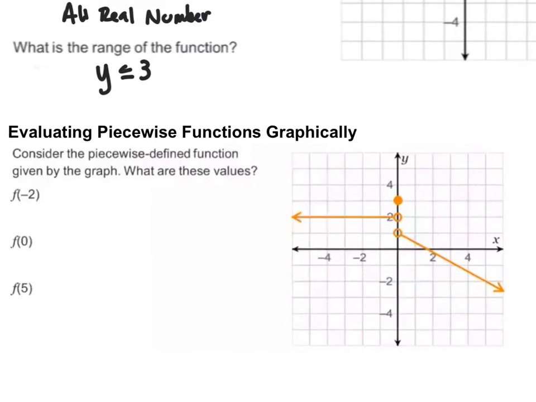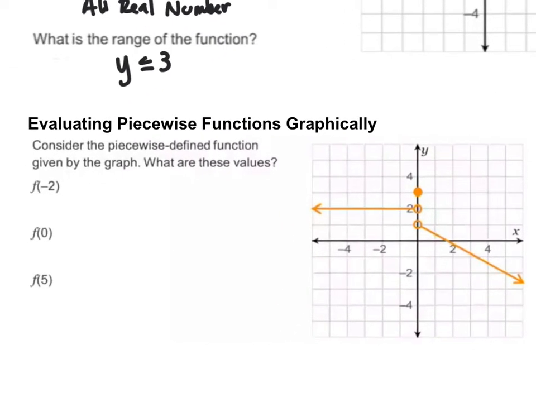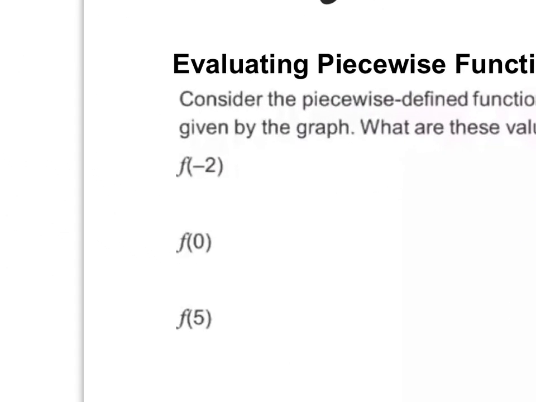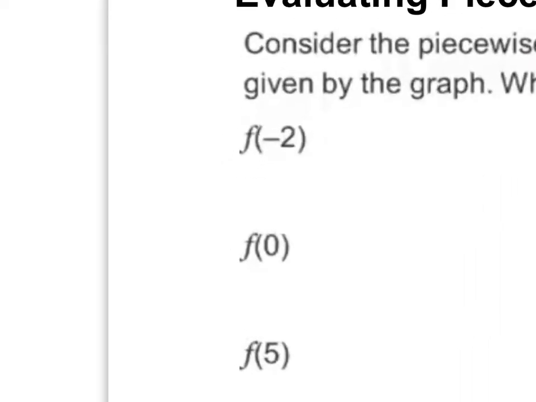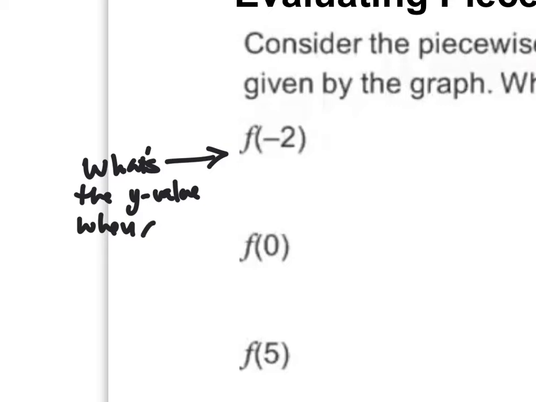Okay, let's evaluate a piecewise function graphically. So what I want to do is remember this notation, okay? What this is saying when I find f of, say, negative 2, is asking the question, what's the y value when x is negative 2? Okay, that's the question. Same thing here, what's the y value when x is 0? What's the y value when x is 5?